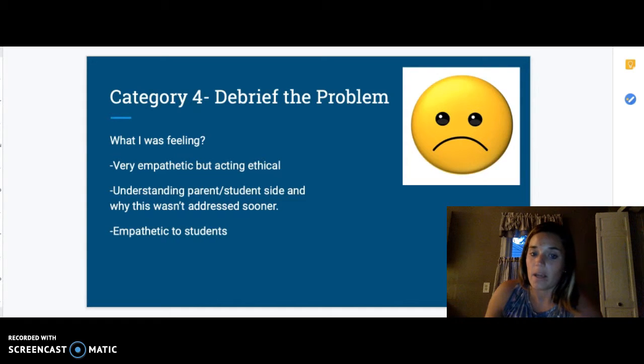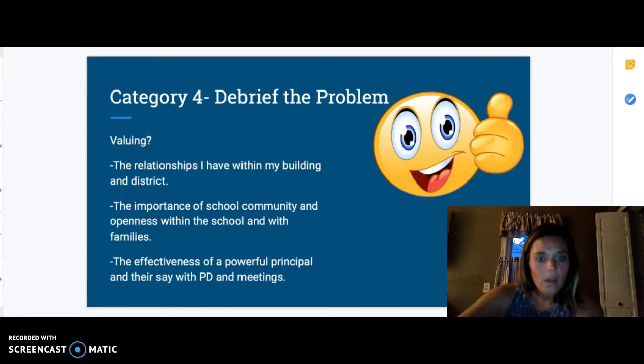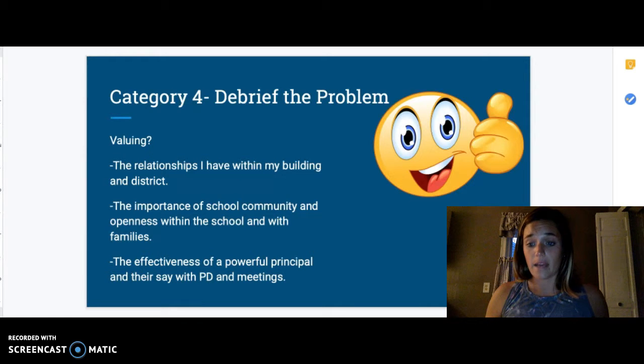So I can understand the parents' side where their student, they don't want that student in the class because it's holding them back. So I can understand both sides of this. The next one is what I was kind of valuing, what I was appreciating from this. So the relationships that I have with my staff members and my administrator, upon looking at this case study and reflecting on it, I think I'm very lucky that I know that my administrator has my back.